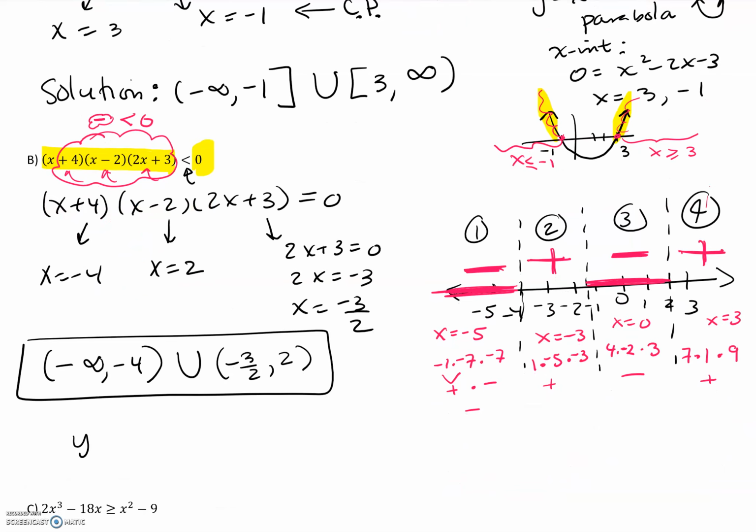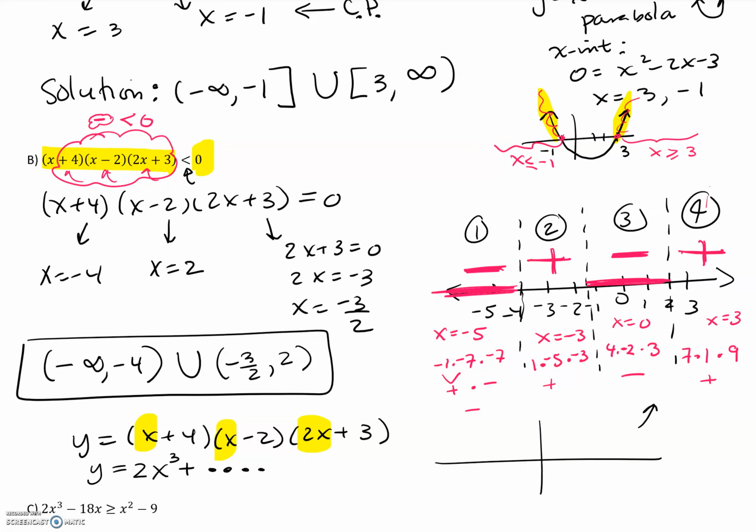If I think about y equals x plus 4, x minus 2, 2x plus 3, when we talked about polynomials, we said only the leading coefficient tells you the end behavior. So that's x, x, and 2x. That's going to be 2x to the third plus a bunch of other terms when I multiply it out. And remember, since it's a positive leading coefficient, it's going to basically look like that and that when I graph that polynomial.